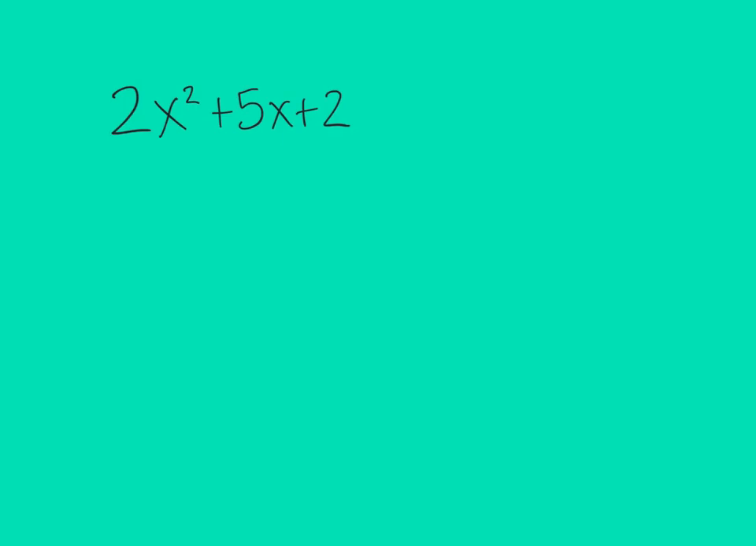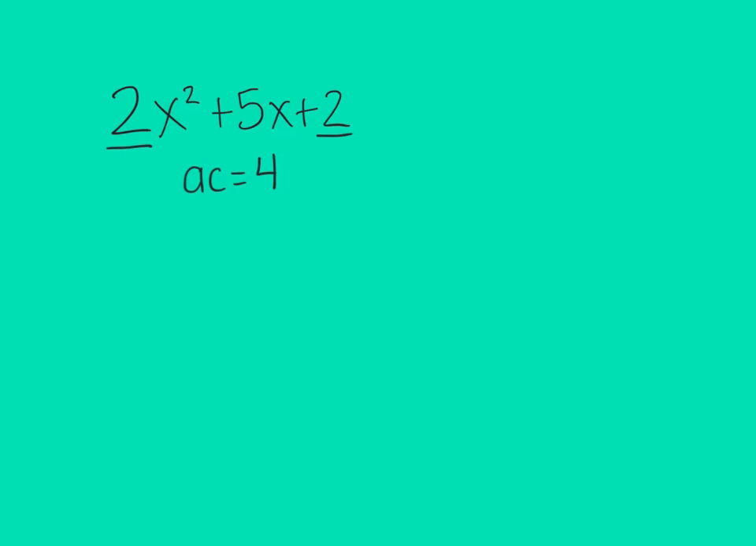So with the AC method, first I need to find what is A times C. In this example, our A is 2 and the C is also 2. So I'm going to multiply 2 times 2 to get AC. To get 4 is A times C, 2 times 2 is 4. Now the second step, I'm going to check to see what numbers multiply to equal 4 and add to equal this B, or in this case it's a 5.